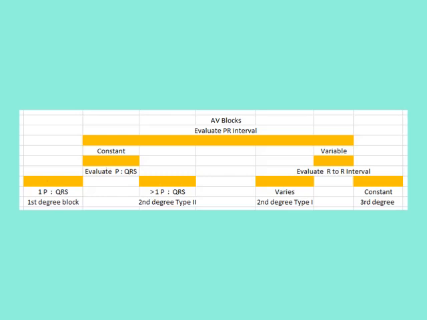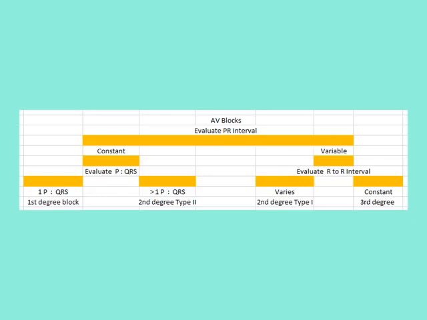Then if you evaluate your PR interval and that PR interval is variable, you look at your R to R interval. If your R to R interval varies, you have a second degree type 1, because the Wenckebach walks away. Progressive elongation of the PR interval until it drops a beat. Got it? So variable PR interval, variable R to R interval, second degree type 1.